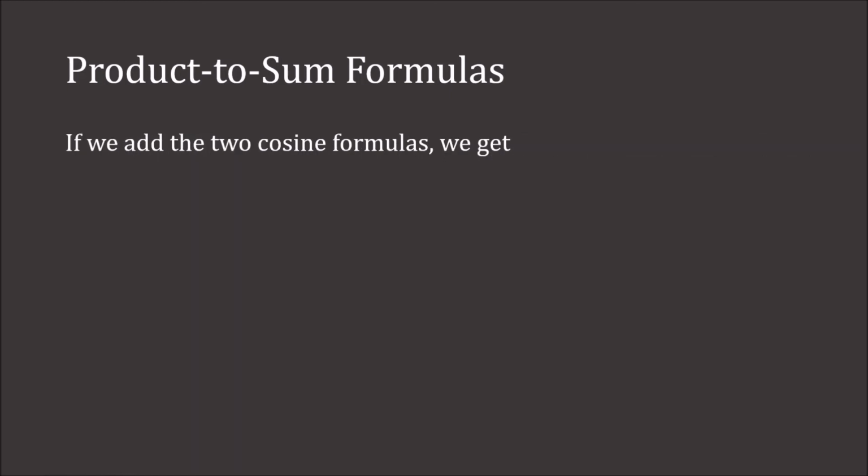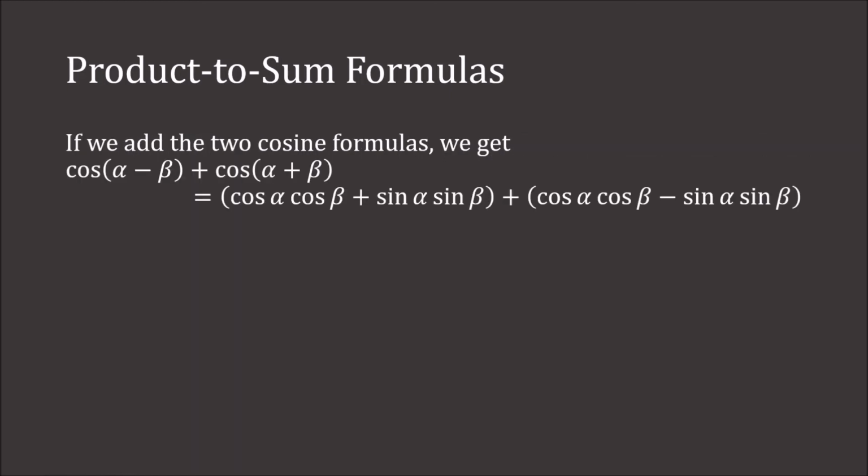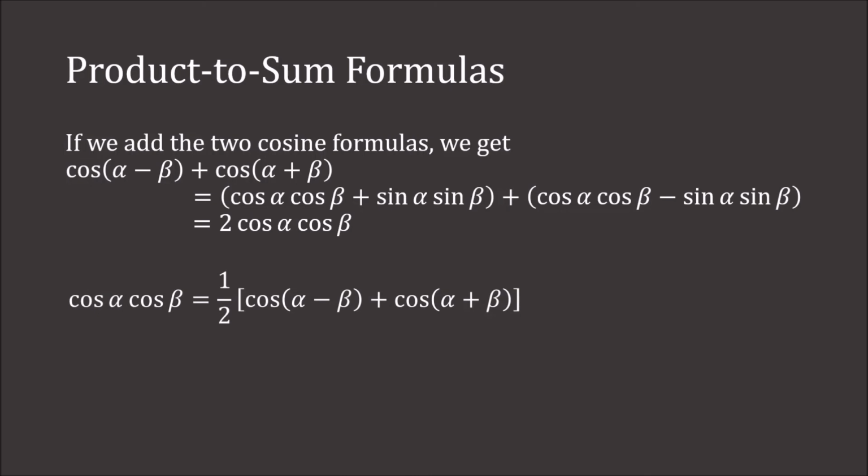If we add these two cosine formulas together, we'll get cosine of alpha minus beta plus cosine of alpha plus beta is equal to the cosine of alpha times cosine of beta plus sine of alpha times sine of beta, plus the cosine of alpha times cosine of beta minus the sine of alpha times sine of beta. After we simplify this, we'll be left with 2 times cosine of alpha cosine of beta. Solving for this, we find that cosine of alpha times cosine of beta is 1/2 the quantity cosine alpha minus beta plus cosine of alpha plus beta. This is the Product-to-Sum identity for the cosine function.